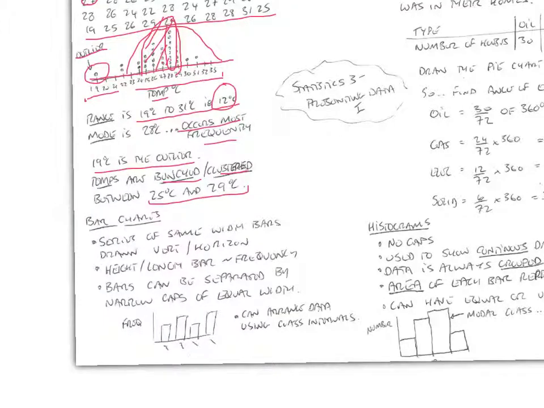Bar charts are a series of same width bars drawn vertically or horizontally, so they can be like that or they can be like that, either way. The height or the length of the bar represents the frequency. The bars can be separated by narrow gaps of equal width, as you can see here. You can also arrange the data using class intervals, so 1 to 5, 6 to 10, 11 to 15, and so on.